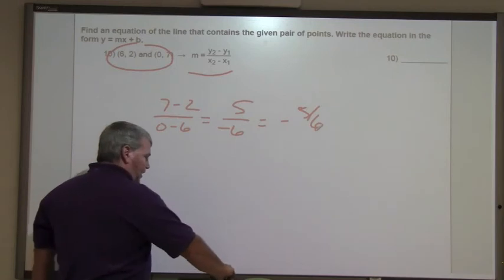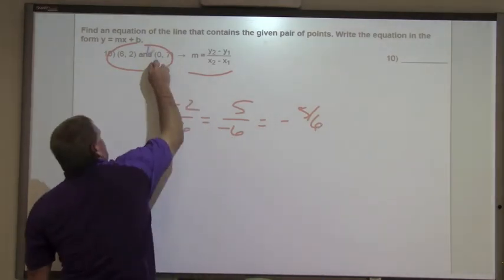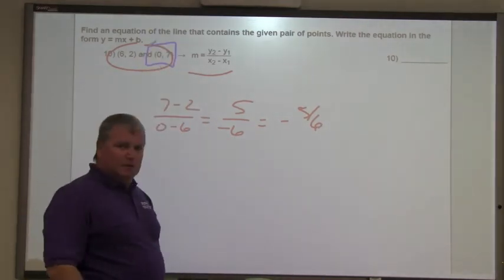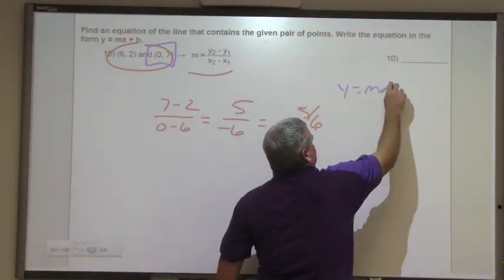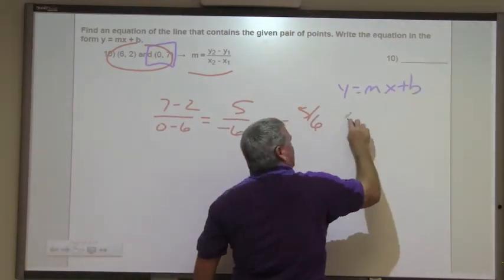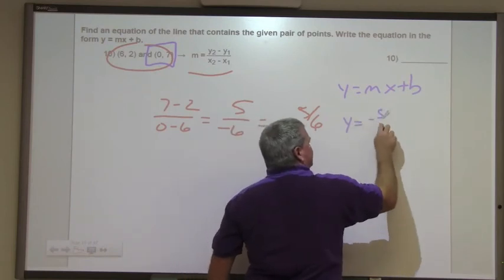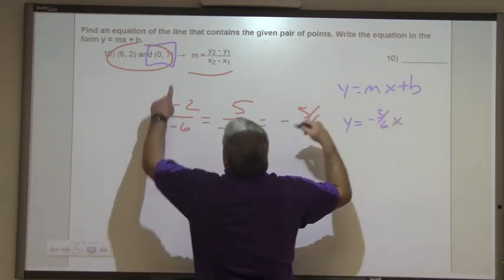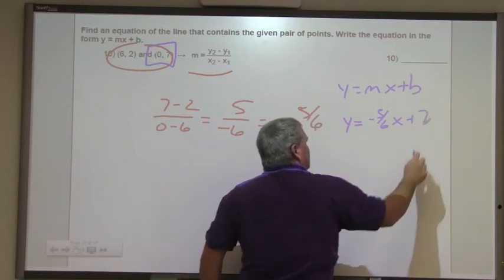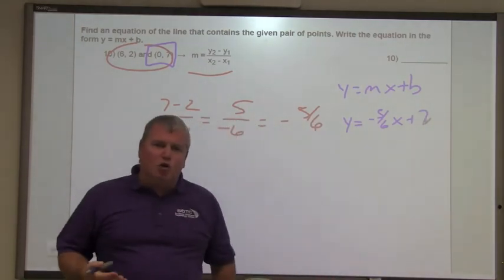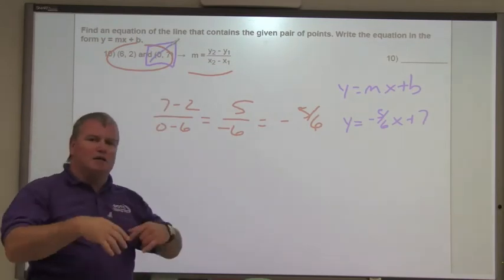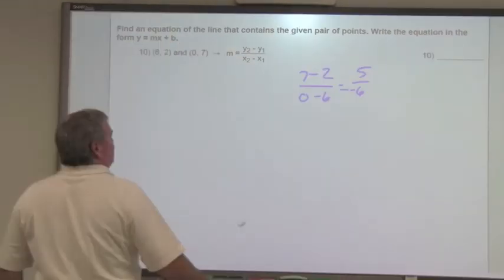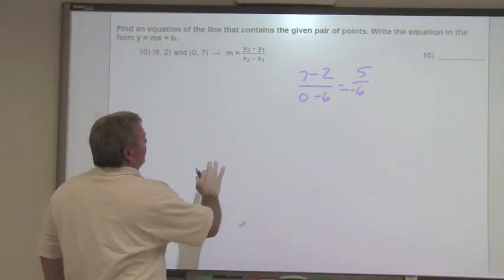Now the cool thing here is, again, they gave me the y-intercept. So at that point, I could go y equals mx plus b. I know my slope, which is negative 5/6. And I know my y-intercept, which is 7. Now what I want to do is show you what happens if, let's say, they didn't give me that point. Maybe they gave me a different point that was on that line. We're going to solve it a different way.